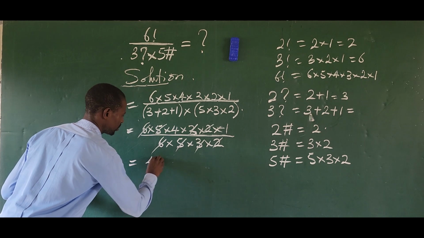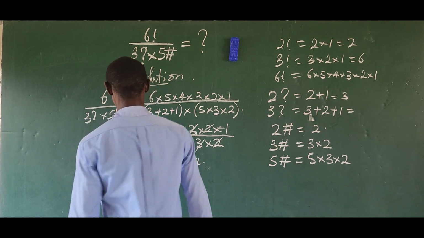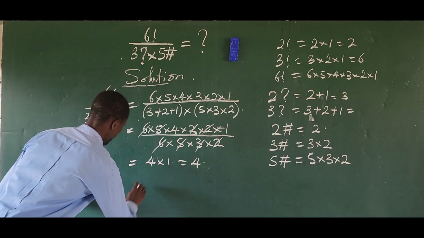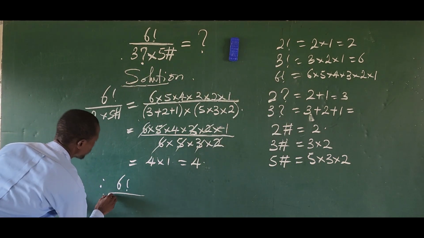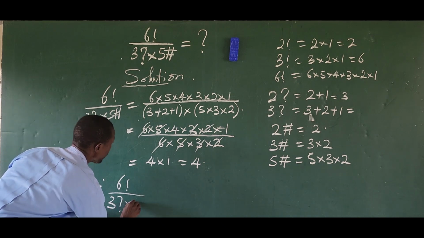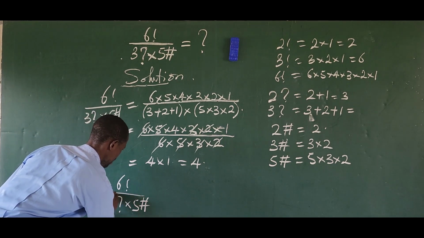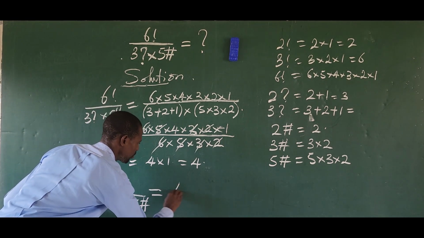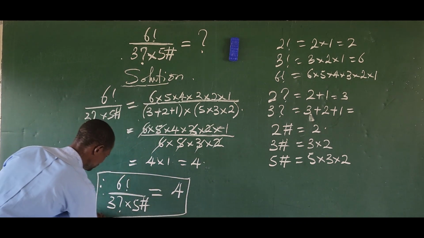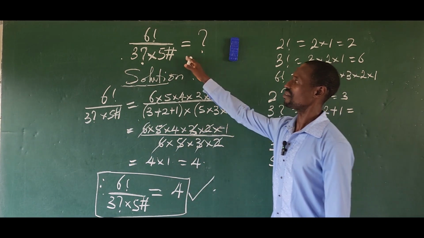So 4 times 1 is equal to what? 4. So in all, we can say therefore that our 6 factorial all over our 3 terminal times our 5 primorial is equal to 4. Answer. All right, so this is the value of this expression we have here.